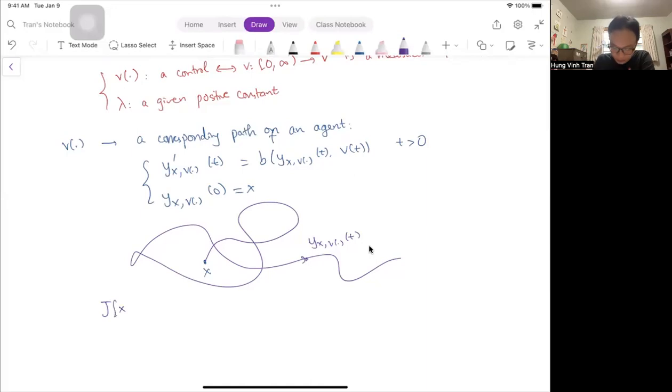And your cost functional for this control, starting at a given point x. For each point the control is different, and the path is going to be different. For each given point x in Rn and a given control v, the cost functional is an infinite integral. This is infinite horizon: the integral of e to the minus lambda s times f(y_x(s), v(s)) ds.